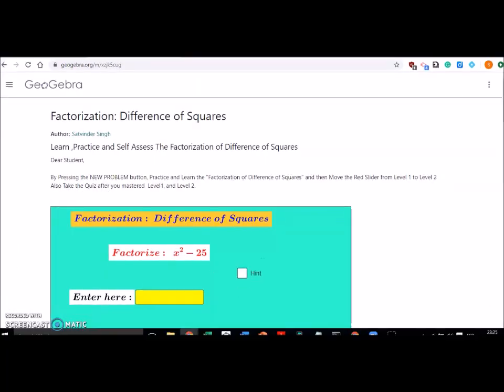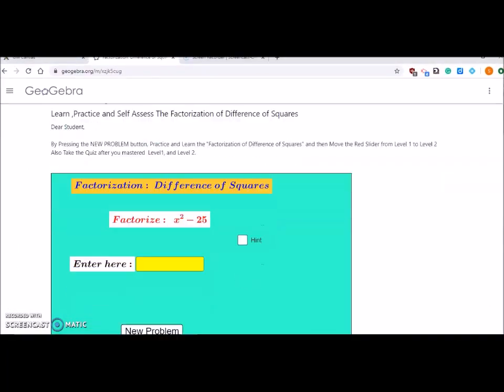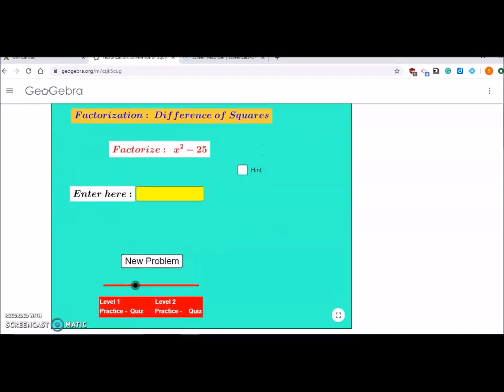Let's practice some of the questions here. This is actually the GeoGebra applet, and we can see the levels, and we can try some problems. For example, we have x square minus 25, and the square root of 25 is 5. So the factorization should be x plus 5 times x minus 5. Order doesn't matter; you can use minus first and plus later. More examples: 196, it's a big number. You can use a calculator, guys. The square root of 196 is 14. The factorization should be x plus 14 and x minus 14.